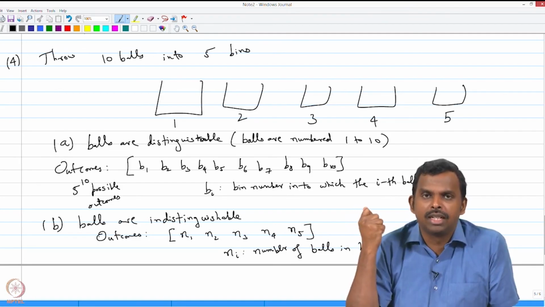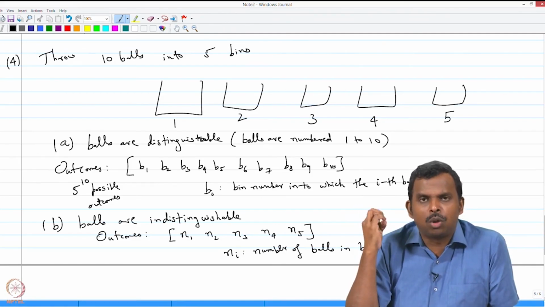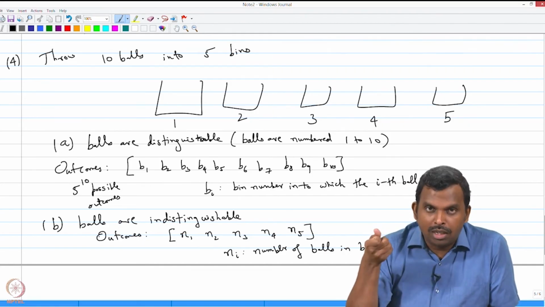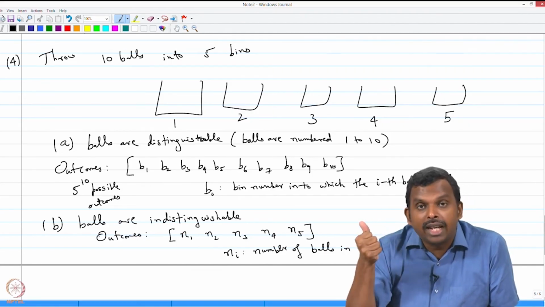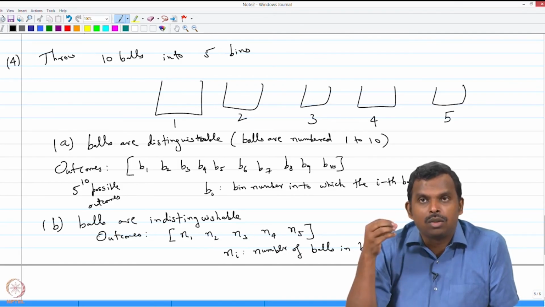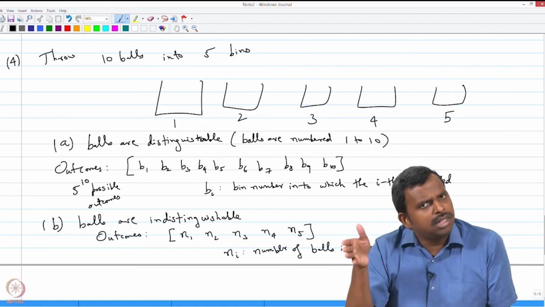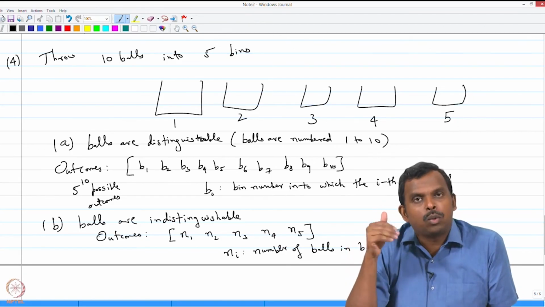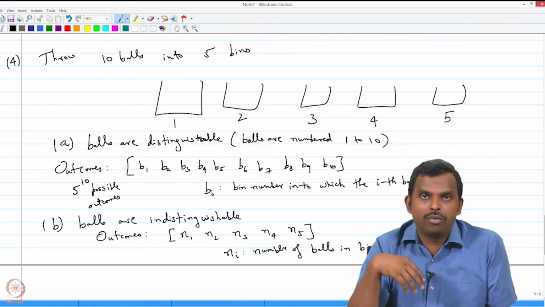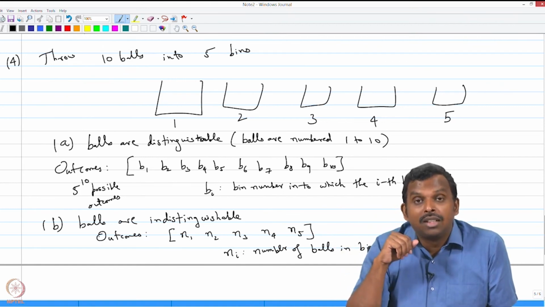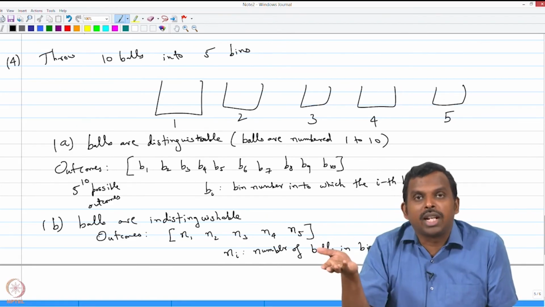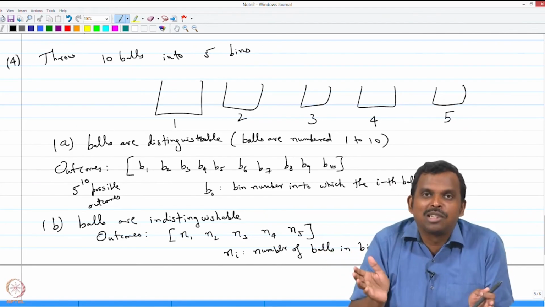Okay, supposing you did 10 different balls. So, N1 could be 0, n1 could be 1 or all the way up to 10. All the 10 balls could have fallen into the first bin. Okay, n1 can take one of 11 possibilities. Same thing is true for n2. n2 can take one of 11 possibilities. Maybe none of the balls fell there, maybe all the 10 balls fell there. Everything is possible. But you cannot have the case that n1 is 10 and n2 is also 10. Why? Because there were only 10 balls to start with.